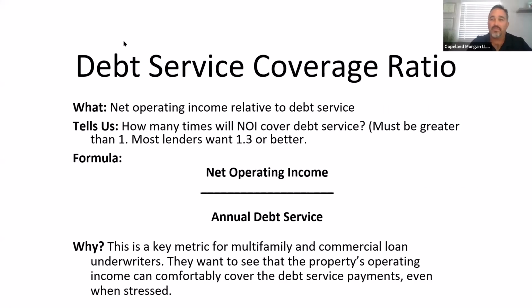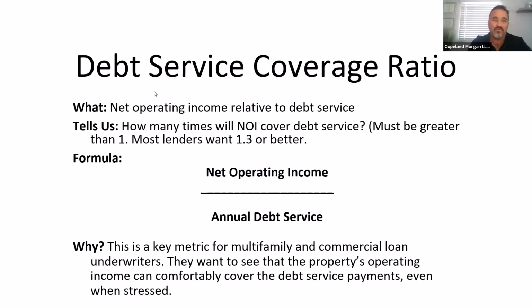Now we get into some things that are really used more on the commercial side, but I think they're immensely useful on any property, especially on the 2 to 4 unit residential side. And the reason commercial lenders use these metrics is because they tell you something really important, and they're really good indicators of a property's performance.